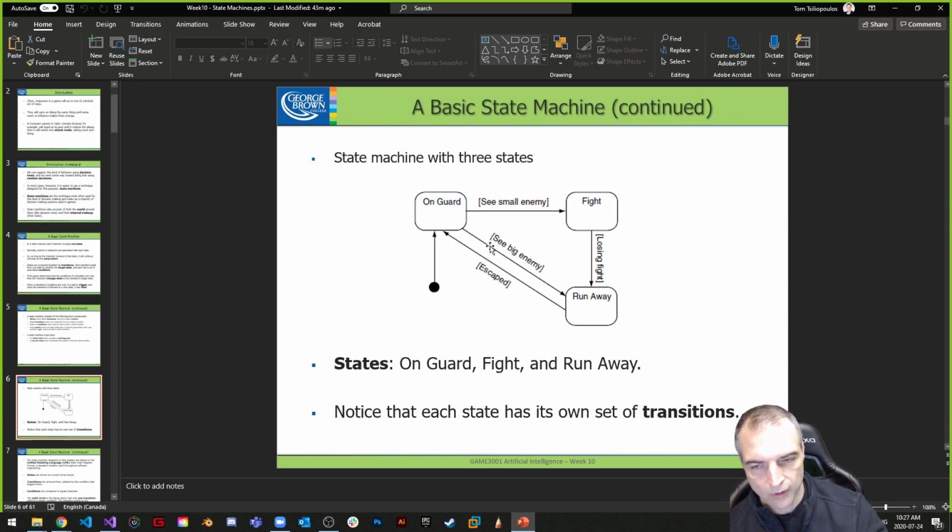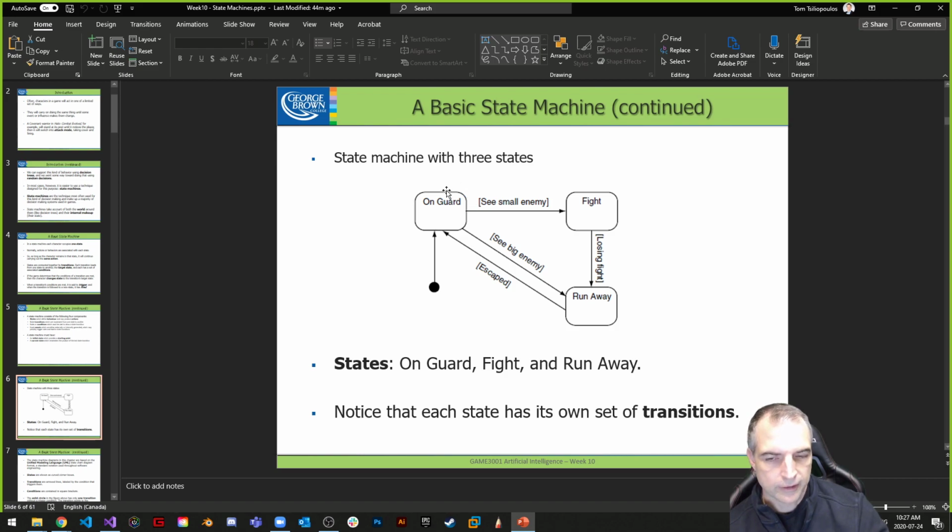Okay, notice that there are 2 options for being on guard. I can transition from being on guard to running away, or from being on guard to fighting. Okay, why? Because there are 2 arrows here. You can see that there are 2 arrows. Notice that there is no transition from running away back to fighting. I can't go to the fighting state when I'm running away. There is no transition to do that, the way I've defined this simple state machine as an example.